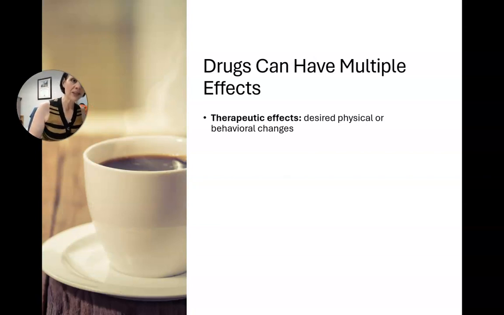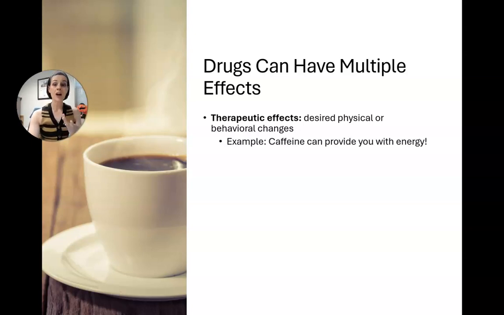Now, drugs can have different types of multiple effects beyond subjective and objective effects. There are therapeutic effects. These are the desired physical or behavioral changes like caffeine providing you with energy.